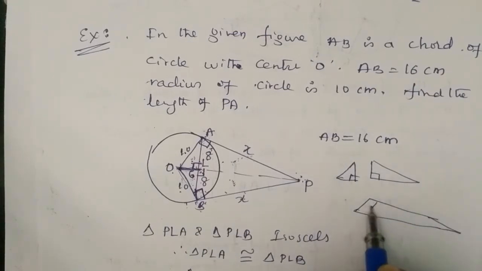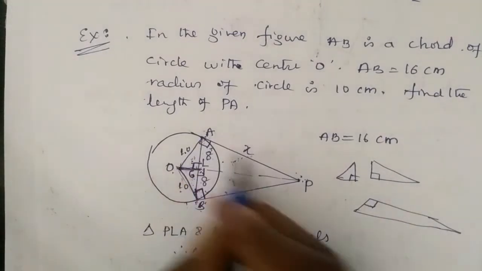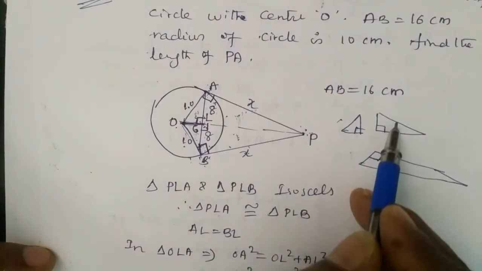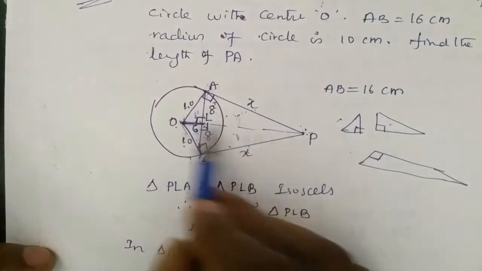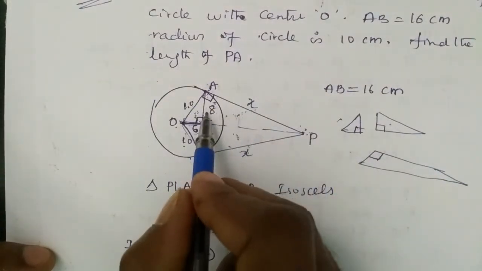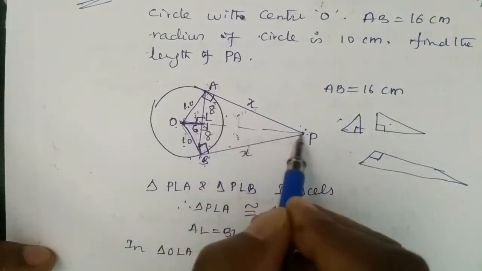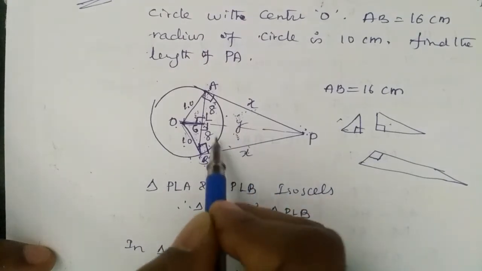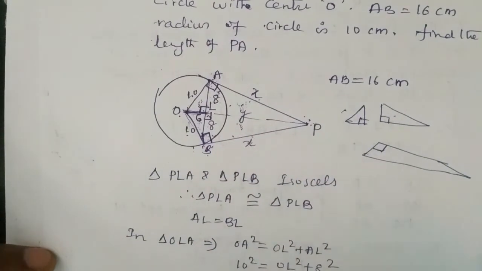Here, the radius is perpendicular to the tangent. In these three right angle triangles, we use this, now we use this one, and finally we go for the big one. But before using this right angle triangle, we know 8 and x. We don't know the value of PL, so better we take PL as y. Then we'll solve.